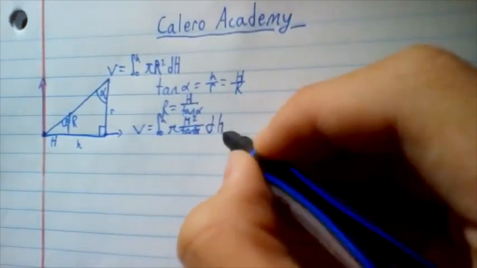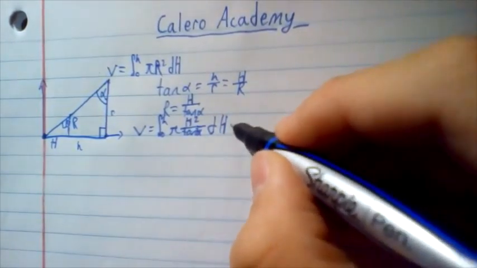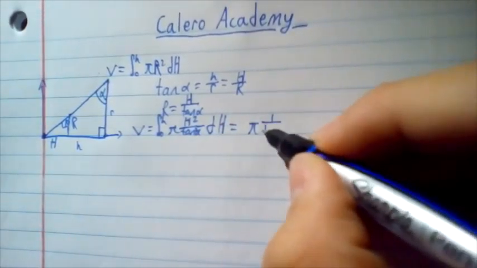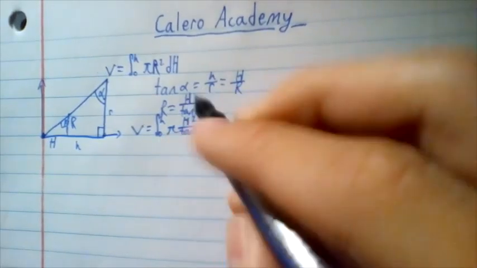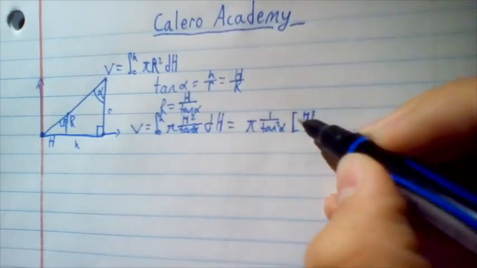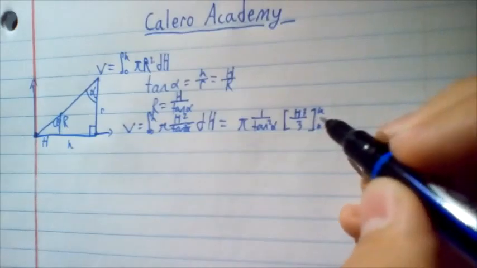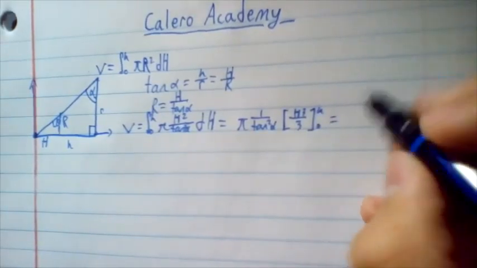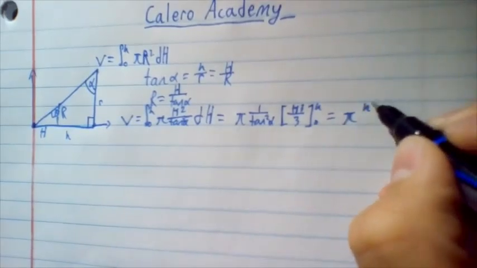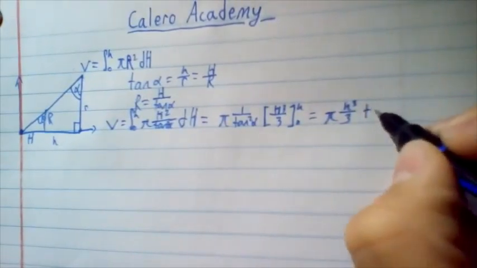Okay, so what we do next is simply put pi and 1 over tan squared alpha outside the integral, integrate h squared, cap H squared, and we'll get h cubed on 3 from 0 to h. And that is going to be equal to pi times h cubed on 3. And let's not forget our tan squared alpha. So we multiply by tan squared alpha.